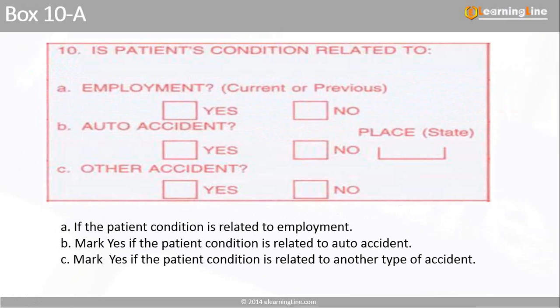Now, if you see for auto accident, you also have a place which states it is associated with. So you need to mention that, okay, whether it is NY, Atlanta, California, wherever that accident has happened, because you have answered as yes, you need to specify that piece of information. So as it says, if the patient condition is related to employment, mark yes. If the patient condition is related to auto accident, mark yes. If the patient condition is related to any other type of accident, mark yes.